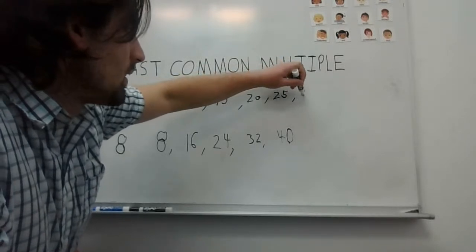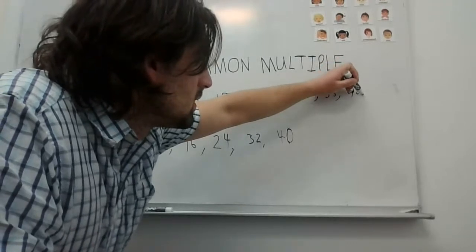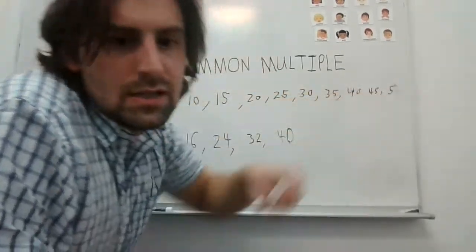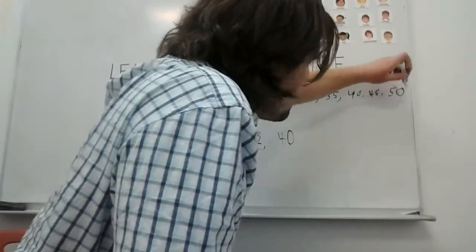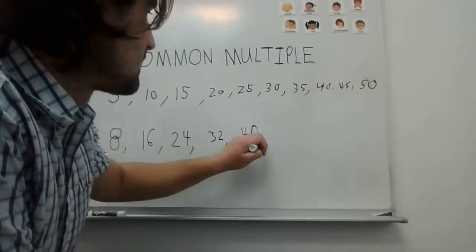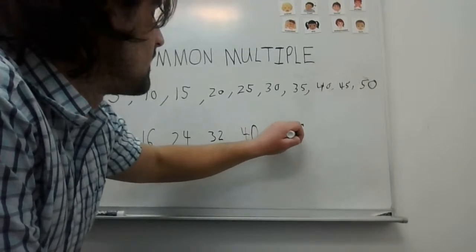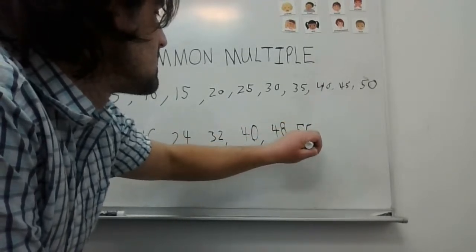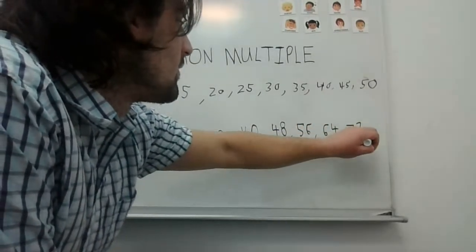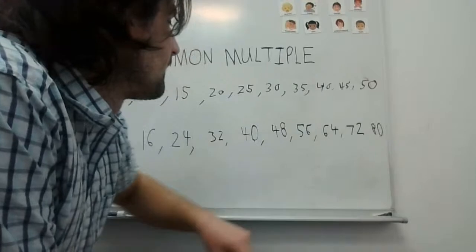All right, so 30, 35, 40, 45, 50. All right, now counting by 8s. 48, 56, 64, 72, 80.